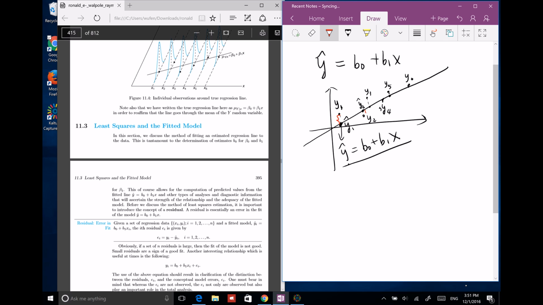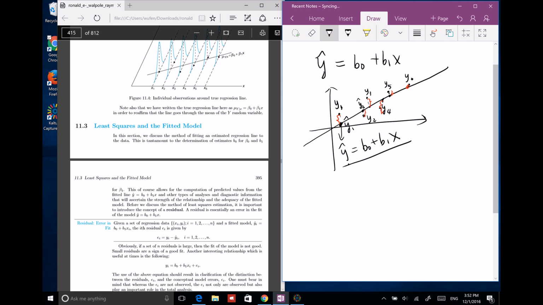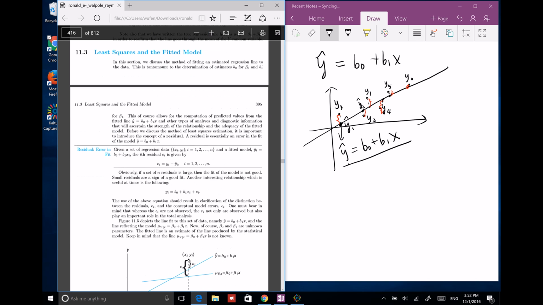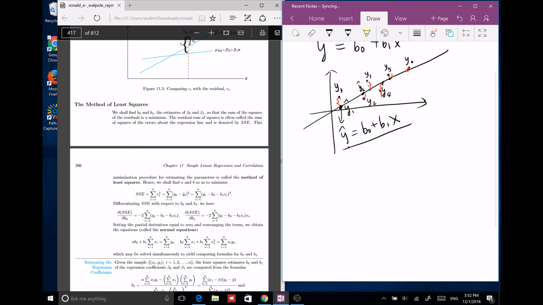This one, and this one, and this one. For each of the y values, there is an error. There's an error for them, right? Okay, and between the actual value and the fitted, estimated value, there is an error between them. So what do we need to do? We add all the errors together. The best thing is to put a square, then add them together.